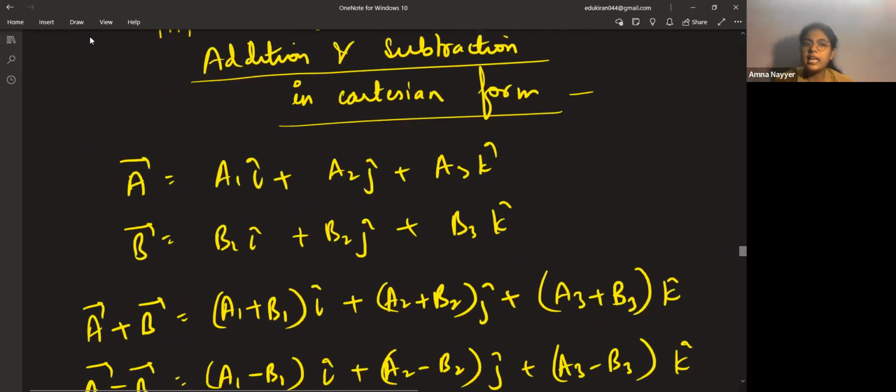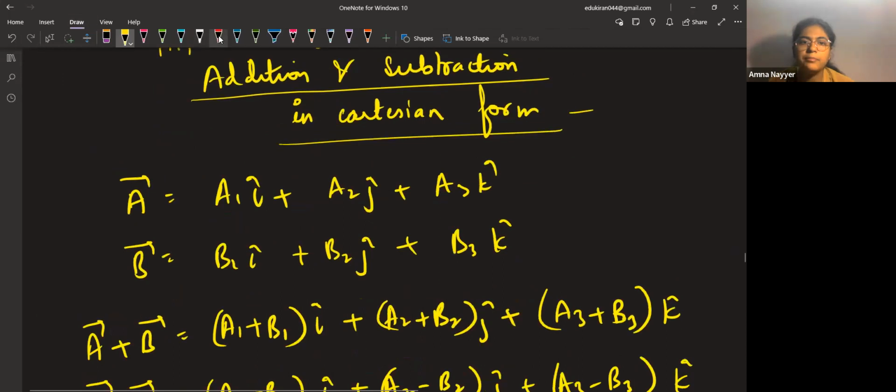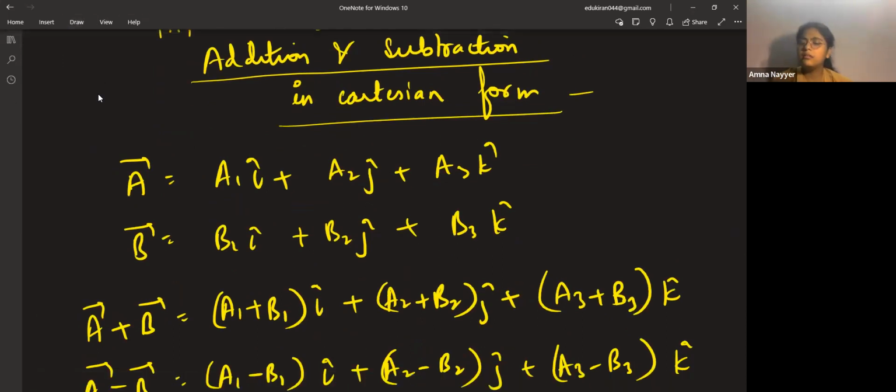You have one vector, A1 i cap, A2 j cap, A3 k cap. You have another vector B, B1 i cap plus B2 j cap plus B3 k cap. Suppose let's say this is first force, second is second force. You have two vectors with you. How to add it? Like coefficients get added together, like coefficients get subtracted together. This is just the basic rule. A1 is the coefficient of i cap from the first vector. B1 is the coefficient of i cap from the second vector.